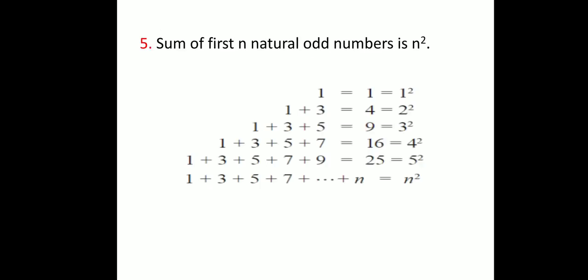Next property is sum of first n natural odd numbers is n square. Looking at the pattern, 1 is equal to 1 square definitely. 1 plus 3 is equal to 4, that is equal to 2 square. 1 plus 3 plus 5, that is equal to 9, that is equal to 3 square. Likewise, if I am adding 4 natural odd numbers, I'm getting the sum as 16, that is equal to 4 square. If I'm adding 5 natural odd numbers, I'm getting the sum as 25, that is 5 square.